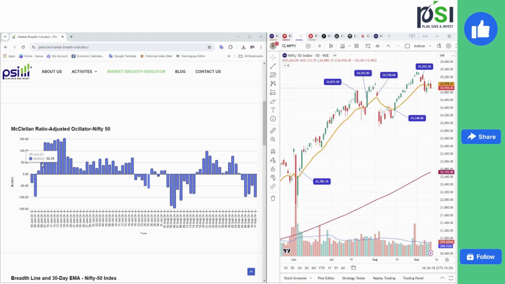Now I took a long position, but how long should I hold it? What I generally do is put a 14-day EMA or 50-day EMA, and place a stop loss below it. Once I take the long position on June 6th, I place a stop loss below the 14-day moving average, and I'll hold that position till the McClellan ratio adjusted oscillator is in a positive condition.